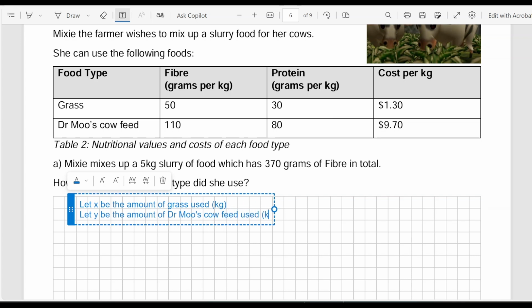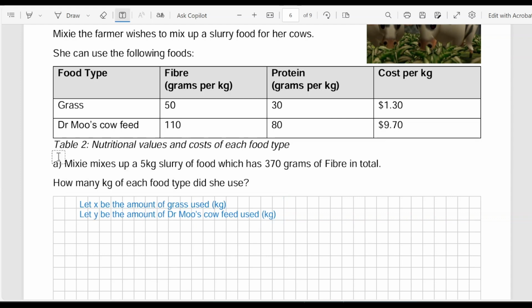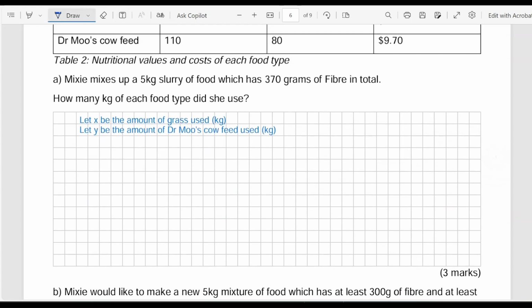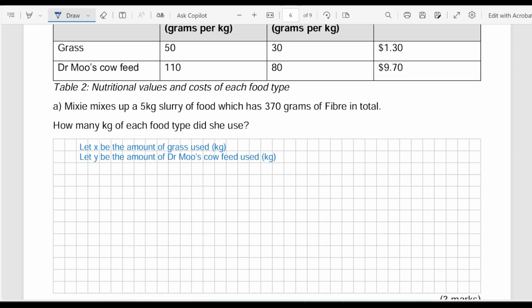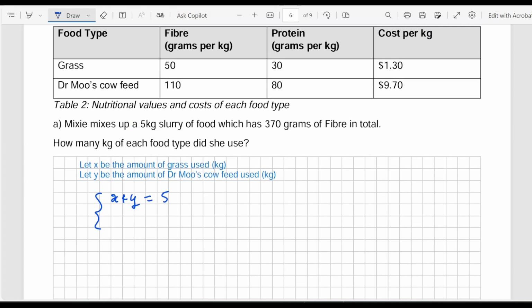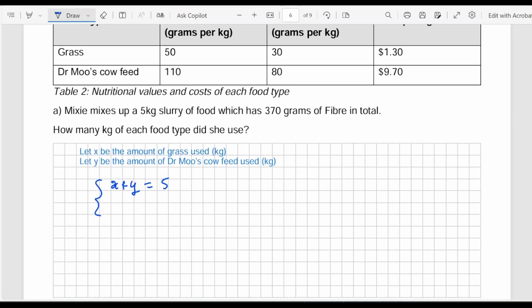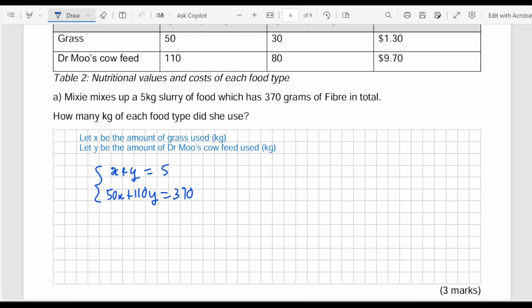in kilograms. All right, so we should pretty much always let x and y be the thing we're trying to find. So we need two equations. x plus y should be 5 because we're making a 5 kilogram mix of food. And it's got 370 grams of fiber. So that would tell us that 50x plus 110y is 370. Just like that. Call this equation 1 and equation 2.